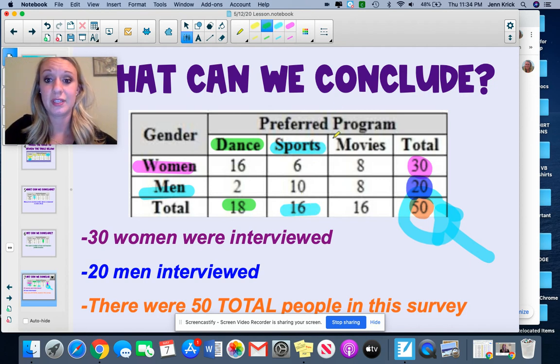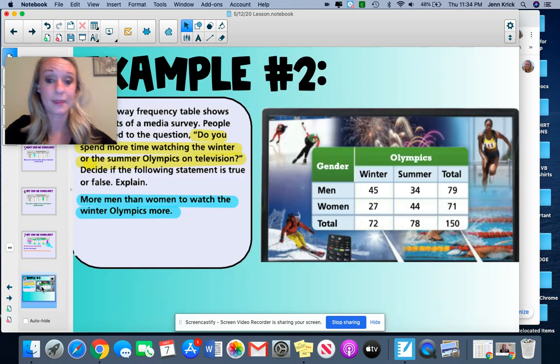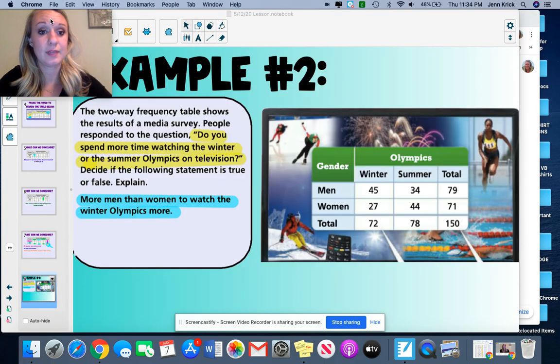And for movies, there were 16 total people who preferred those. Okay, there's a lot of conclusions you can draw. Now, if we're looking at something like this, take a second again. You can pause it, look at the table, and then it'll help you to analyze what I'm going to ask you. So this is a two-way frequency table.